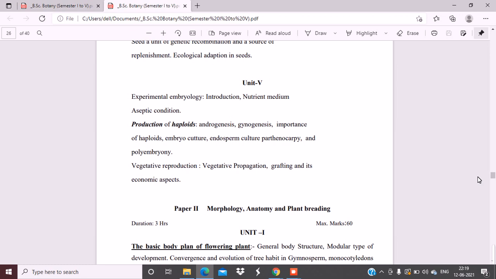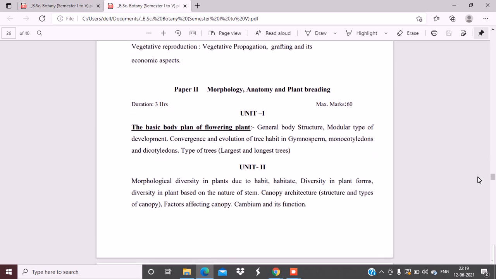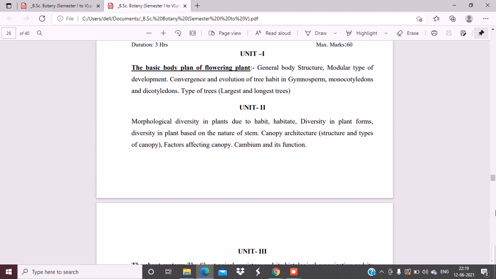Now the next paper is Morphology, Anatomy and Plant Breeding. Unit 1: the basic body plan of the flowering plants, general body structure, modular type of development, convergence and the evolution of tree habit in gymnosperms, monocotyledons and dicotyledons, types of trees, largest and longest trees. You can study these topics from any plant morphology book. Some of the topics you will also get in Pradeep's Biology. Gymnosperm topics you can study from the Singh, Pandey, Jain book.